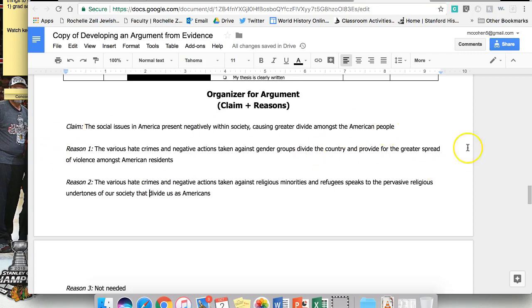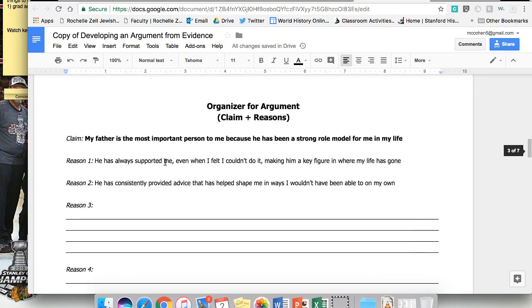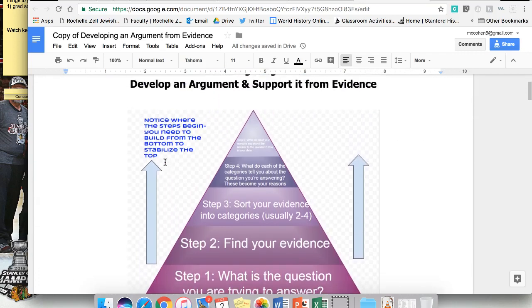So when I go to create my claim, meaning my answer to the question, again, this question, I can say the social issues, so I've summarized this, in America present negatively within society, causing greater divide amongst the American people. A little broader, but still not too broad that I have no idea where you're going to go. So then the claim is the last thing that I develop, and collectively the claim and the reasons make up my thesis.